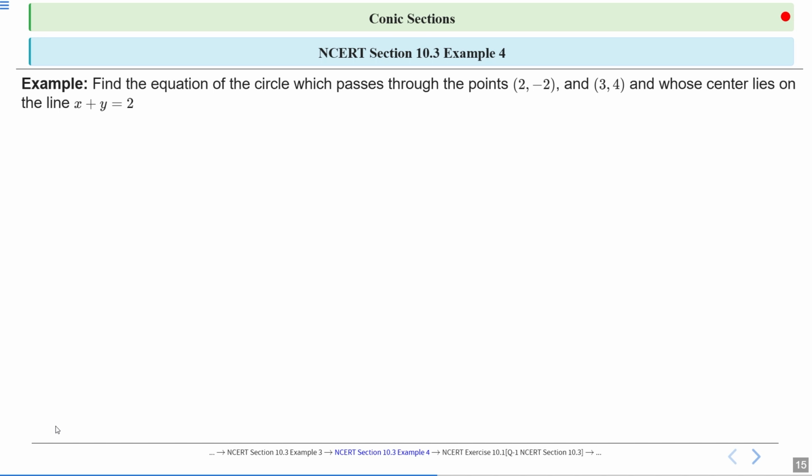In this example, we have to find the equation of the circle which passes through the points 2 comma minus 2 and 3 comma 4, and whose center lies on the line x plus y equal to 2. Basically, we are given 2 points and the condition that the center of the circle will lie on the line x plus y equal to 2. So you have to find the equation of the circle. Students, first of all, try it yourself. You have 30 seconds to try to solve this example. After that, we will solve it.